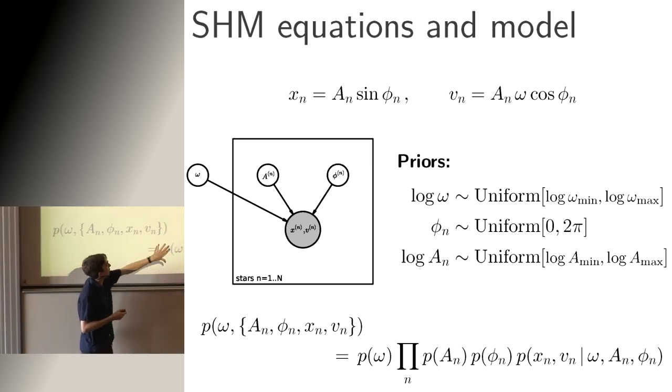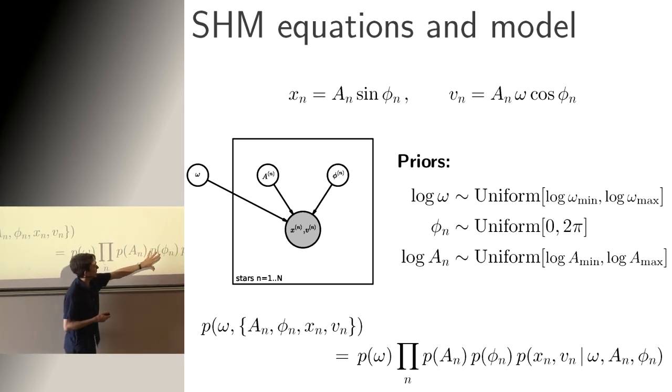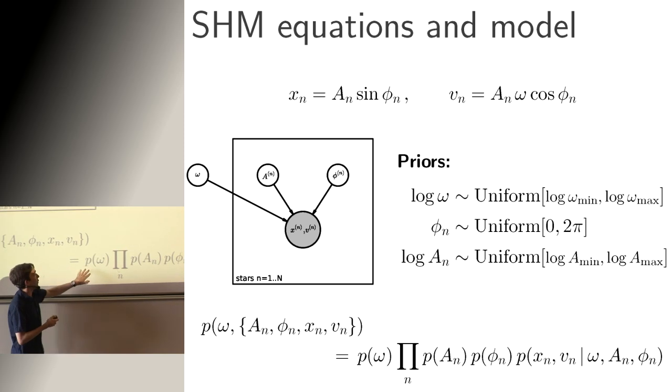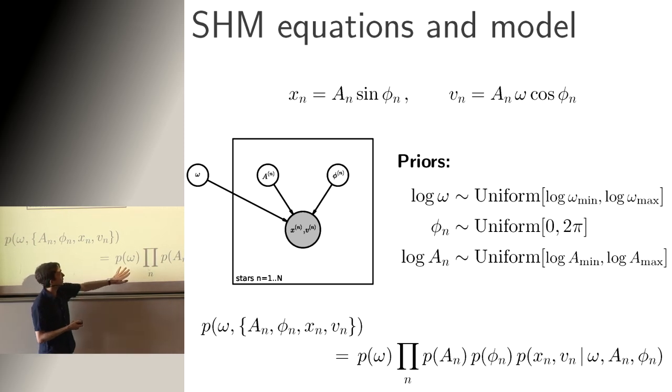So we write down there's a probability of omega, there's a probability over all the amplitudes, a probability over all the phases. And it's all very well me writing this down, P of omega, but then I'm going to have to specify what that distribution is. So in other words, I'm going to have to specify a prior probability over, before the data came in, what do I think about the frequency of this system?